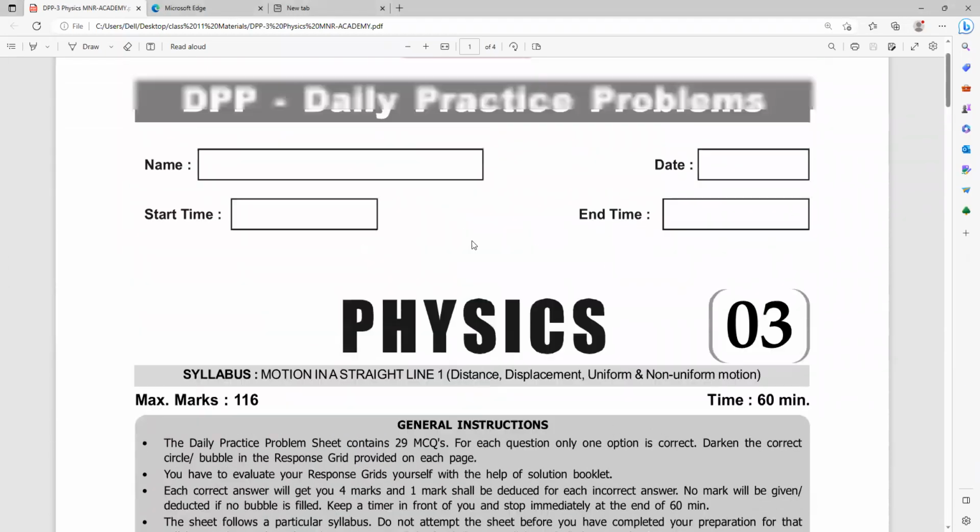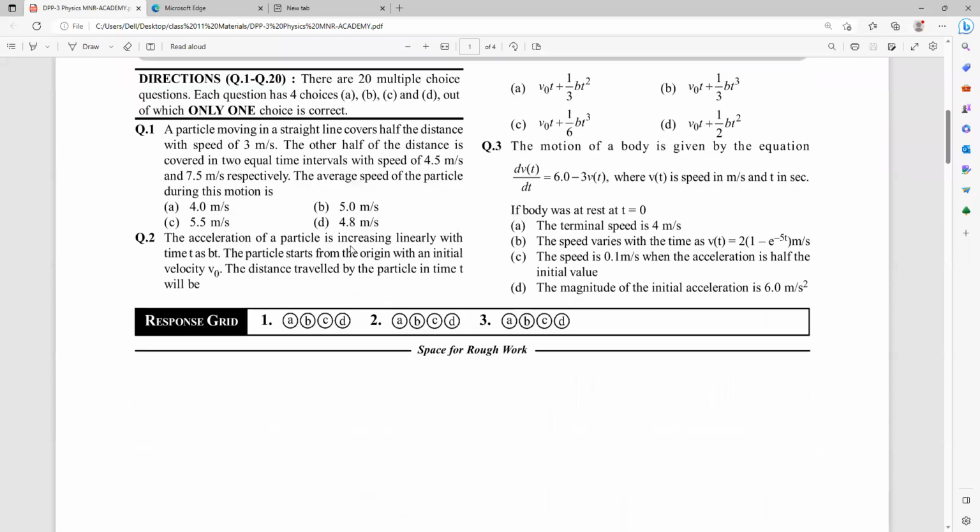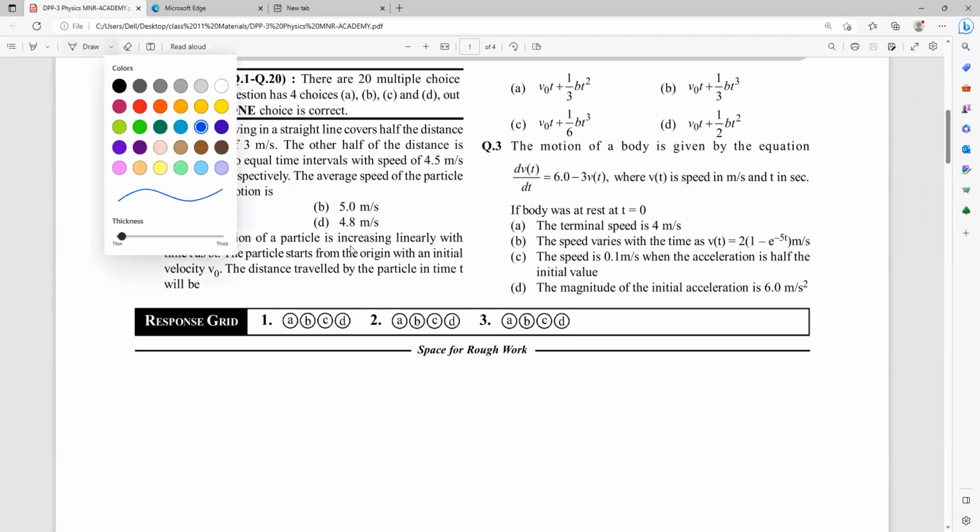You can read this question, DPP3. First question, they are saying that a particle is moving in a straight line, covers half of the distance with the speed of 3 meter per second. So that is what they are saying.